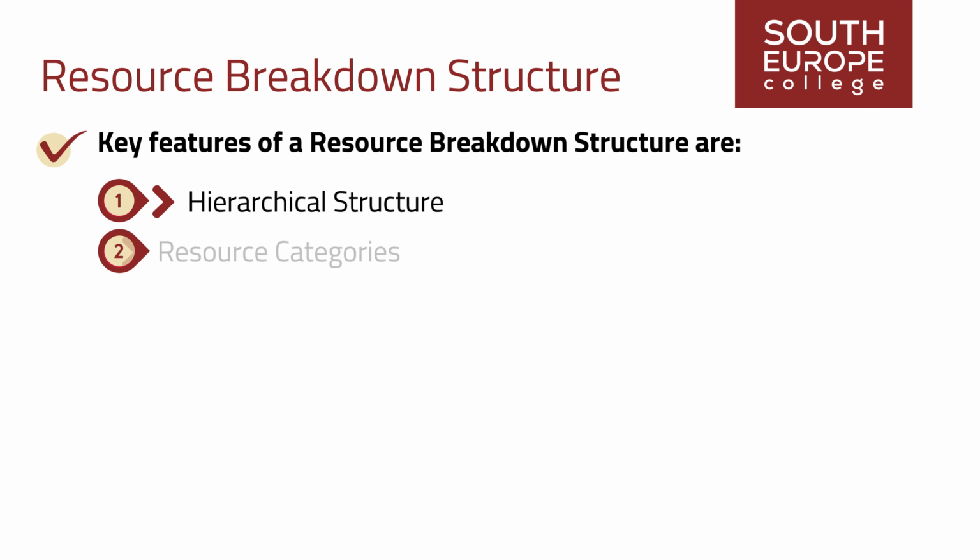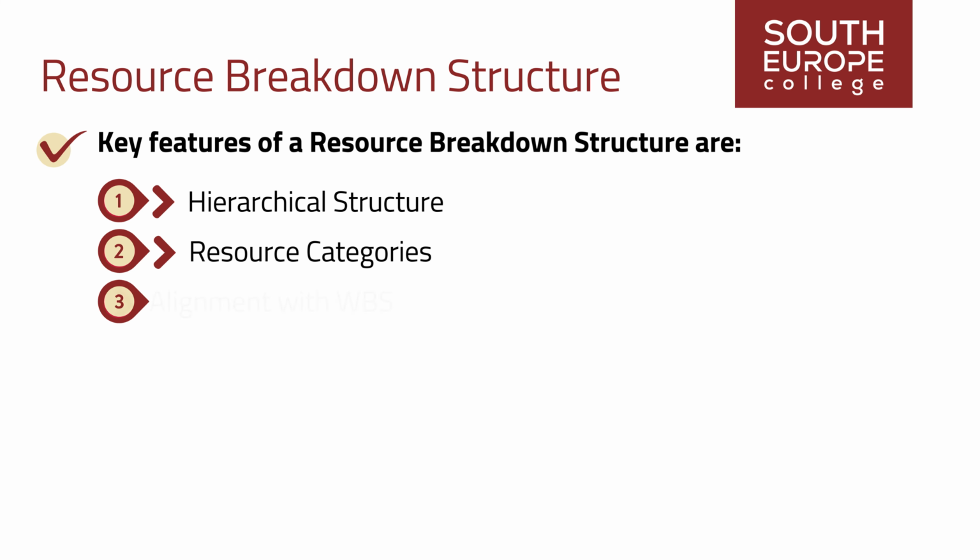2. Resource categories. The RBS categorizes resources based on their types, such as human resources, personnel, equipment, materials, facilities, or any other resource category relevant to the project. Each category can be further subdivided into specific resource elements.